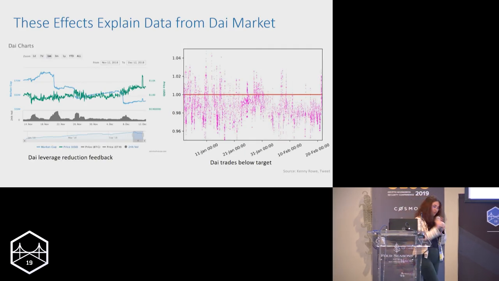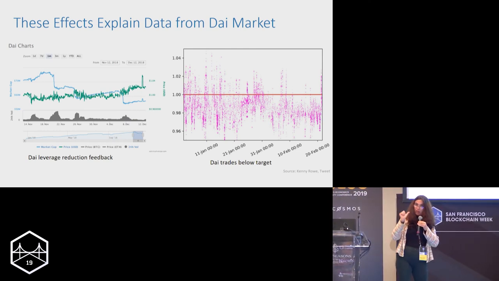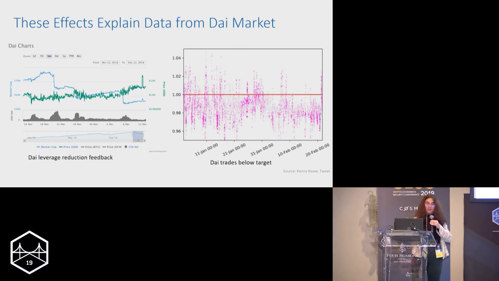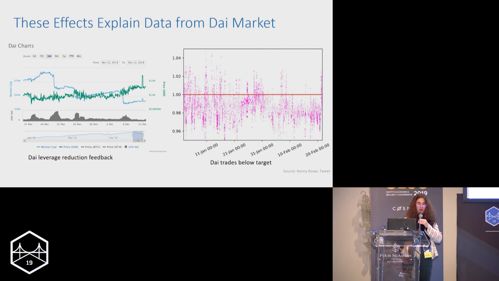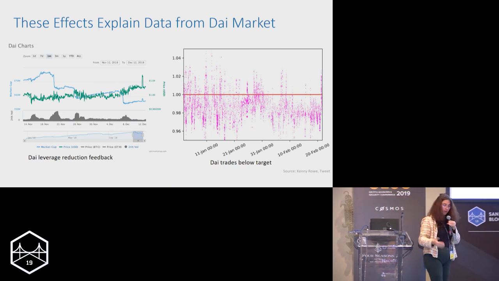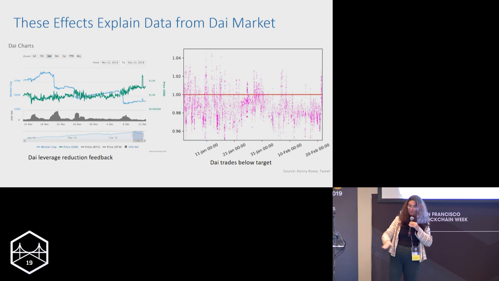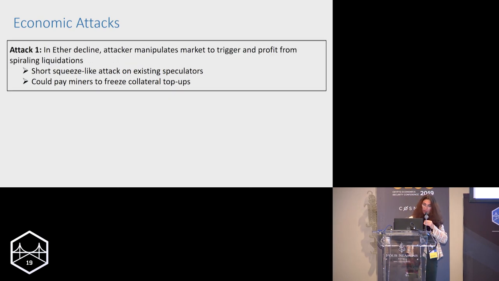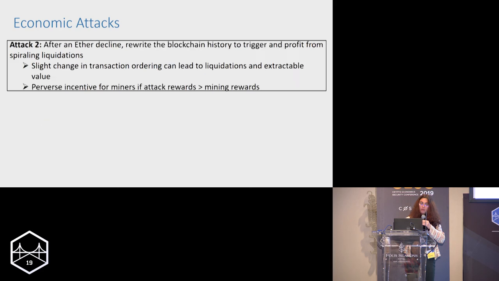Now, the nice thing is that, first of all, we can quantify this effect. So we can say when the instrument is in a stable or an unstable regime. But they also explain data from existing stablecoin markets. What you see there, on the graph, is exactly this kind of story: you have this leverage reduction feedback. Here you are reducing the volume in the market, and then you see this spike in the price of the stablecoin. And you also see what we believe is happening in a steady state, where the price is below target.